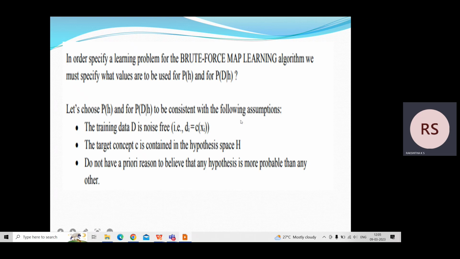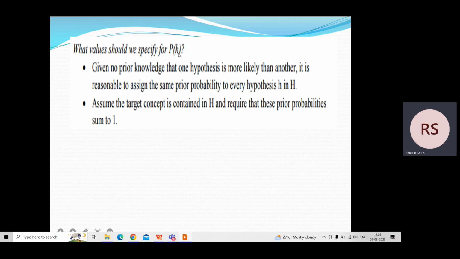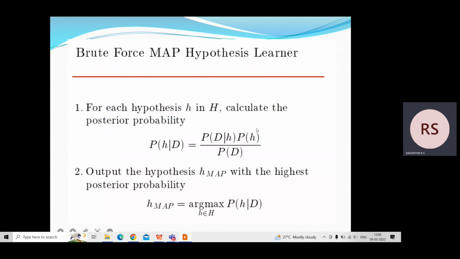And next, let us choose the probability of h as well as the probability of D given h. So we are choosing the posterior probability and the prior probability. First we're going to initialize with the training data D, which is noise-free data, and we need to calculate the target concept, and we should not have a prior reason to believe any one hypothesis over another. Next, what value should we specify for the probability of h? In place of this probability of h, previously in the MAP, that is the maximum a posteriori hypothesis, we have taken that value as 1.